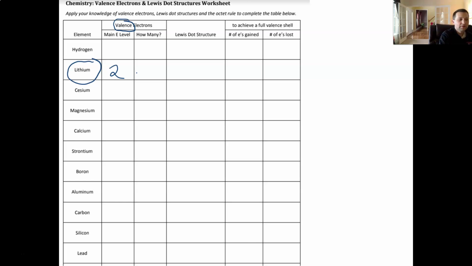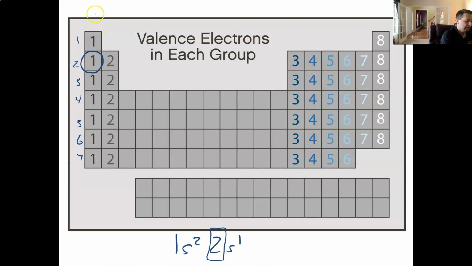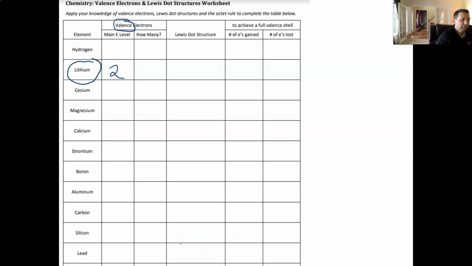And it says how many. So let's go back here. And remember, everything in the first column has one valence electron. You can see that right here. It ends in 2s1. The first level, that 1s2, those two electrons are in a lower level. So the 2s1, that one electron, is in a level on the outside. So we have one valence electron. So how many? 1. Lewis dot structure. We put our symbol, Li, and then 1 dot. It doesn't really matter where you start putting your valence electrons around it, but remember the max is 8, and we fill up each side individually first until we have to double up.